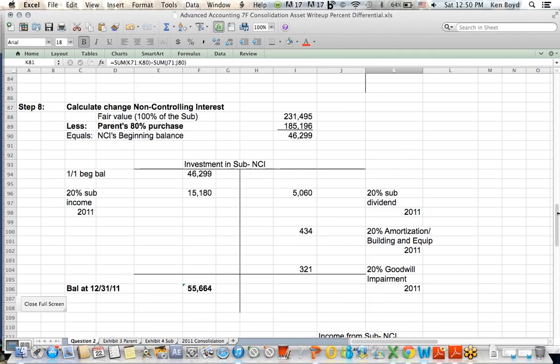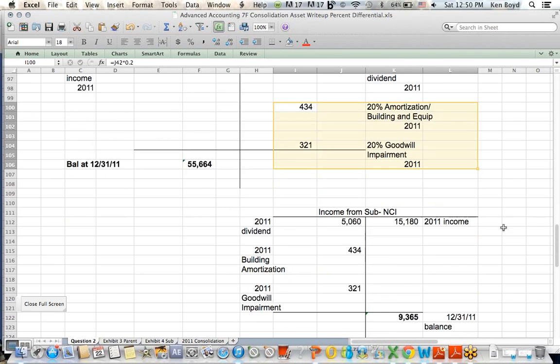I did the same thing down here for the non-controlling interest that owns the other 20% of the company. Fair value less the 80% purchase means the NCI, the non-controlling interest, starts with $46,299. They get the share of income. They get 20% of the dividends subtracted. They get 20% of the amortization and goodwill impairment subtracted.